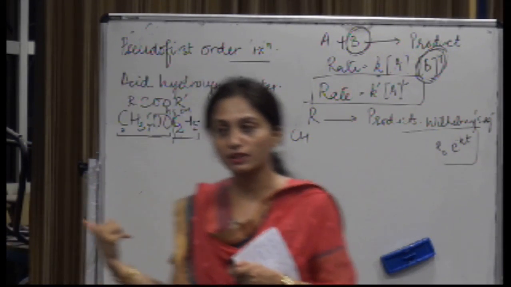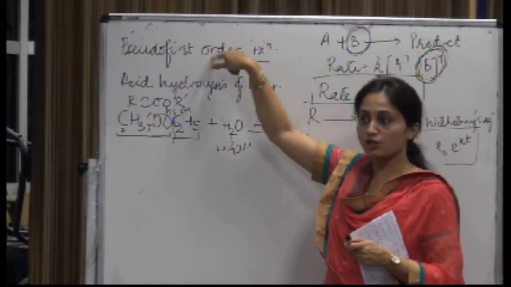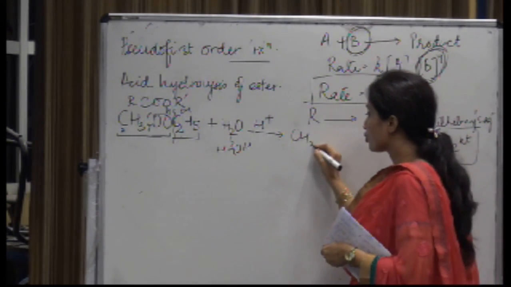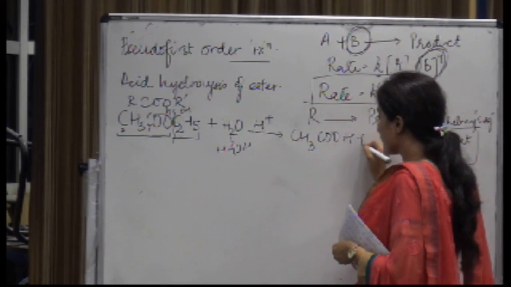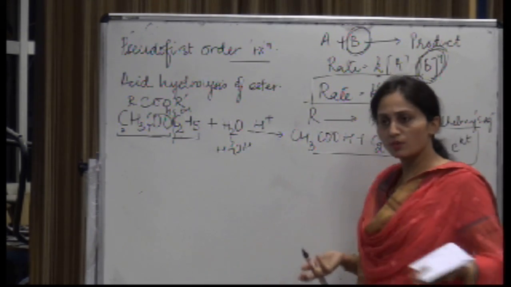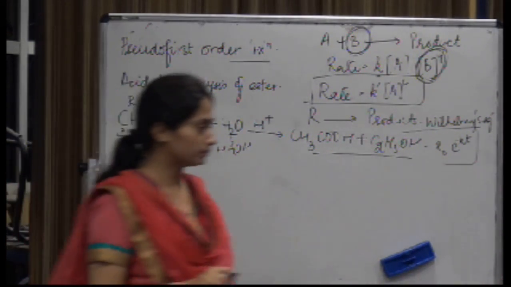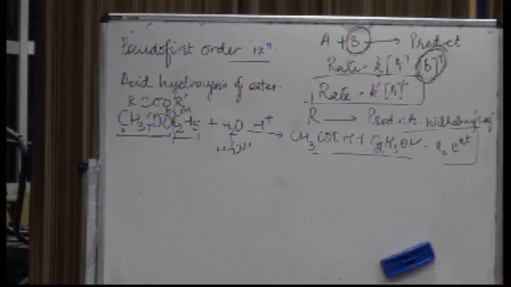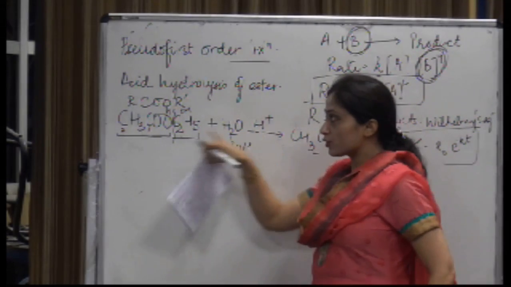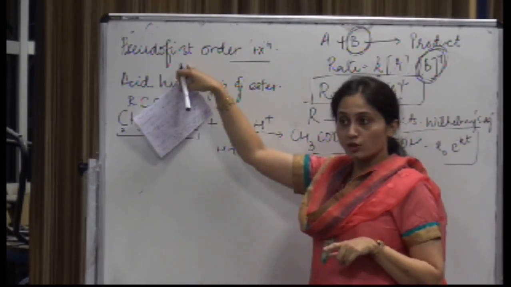Otherwise, what is the significance of what you are doing right now? That this is a special first order reaction, which is a pseudo first order reaction. So here this will be CH3COOH plus C2H5OH. However, we are not concerned with the products at present, because you will be doing this reaction again, so you should remember it right here. So I repeat, acid hydrolysis of ester. Please remember, acid hydrolysis of ester is a pseudo first order reaction.